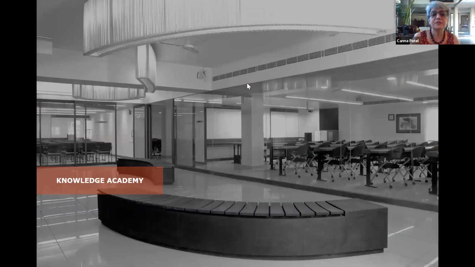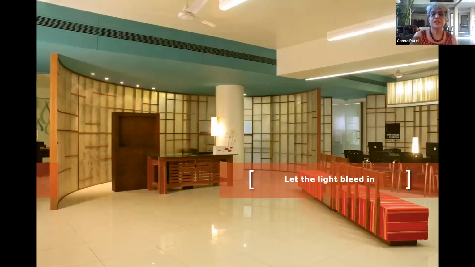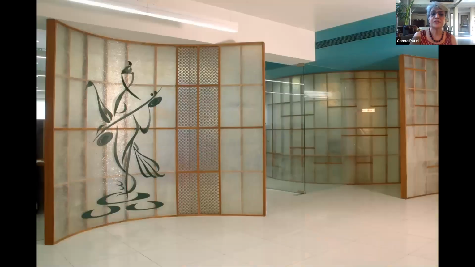That's an academy which runs classes for chartered accountancy. A wonderful curve which we were going to have gypsum on. Once I went to the site and saw that a beautiful light was bleeding in, I said, hold the gyp board. And we just used beautiful fiberglass to let the light penetrate in.